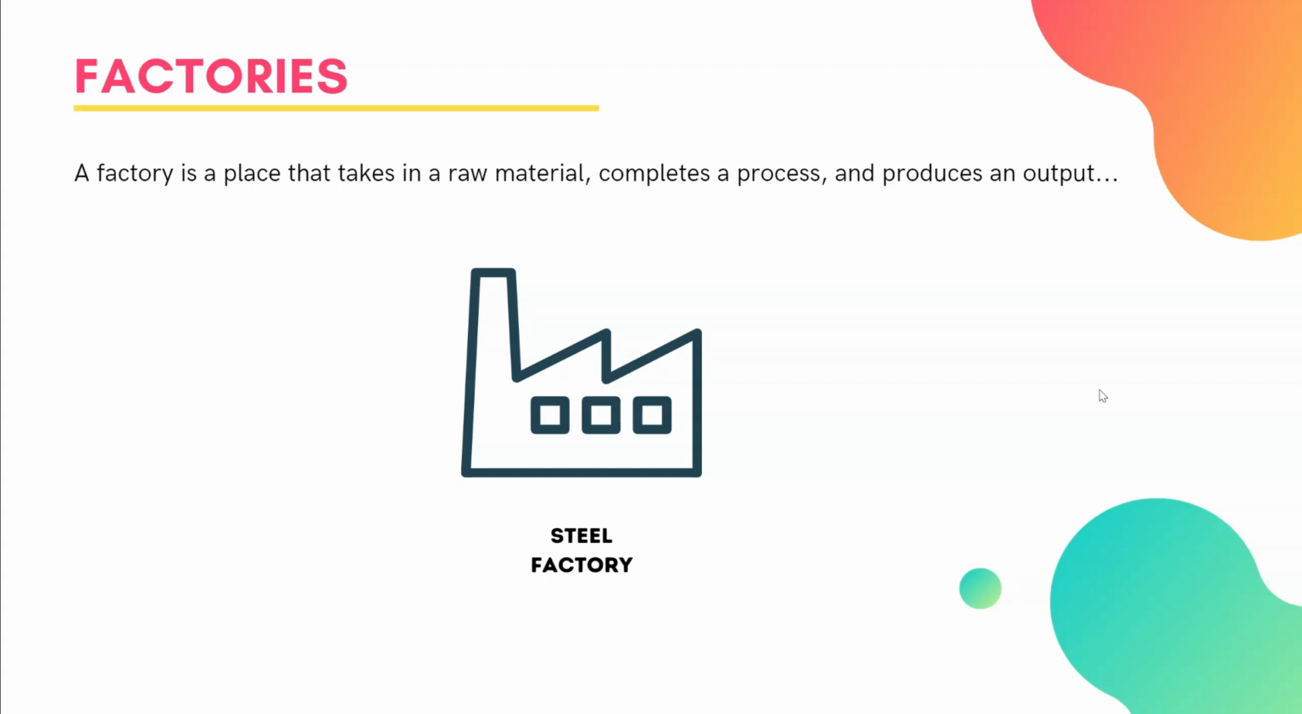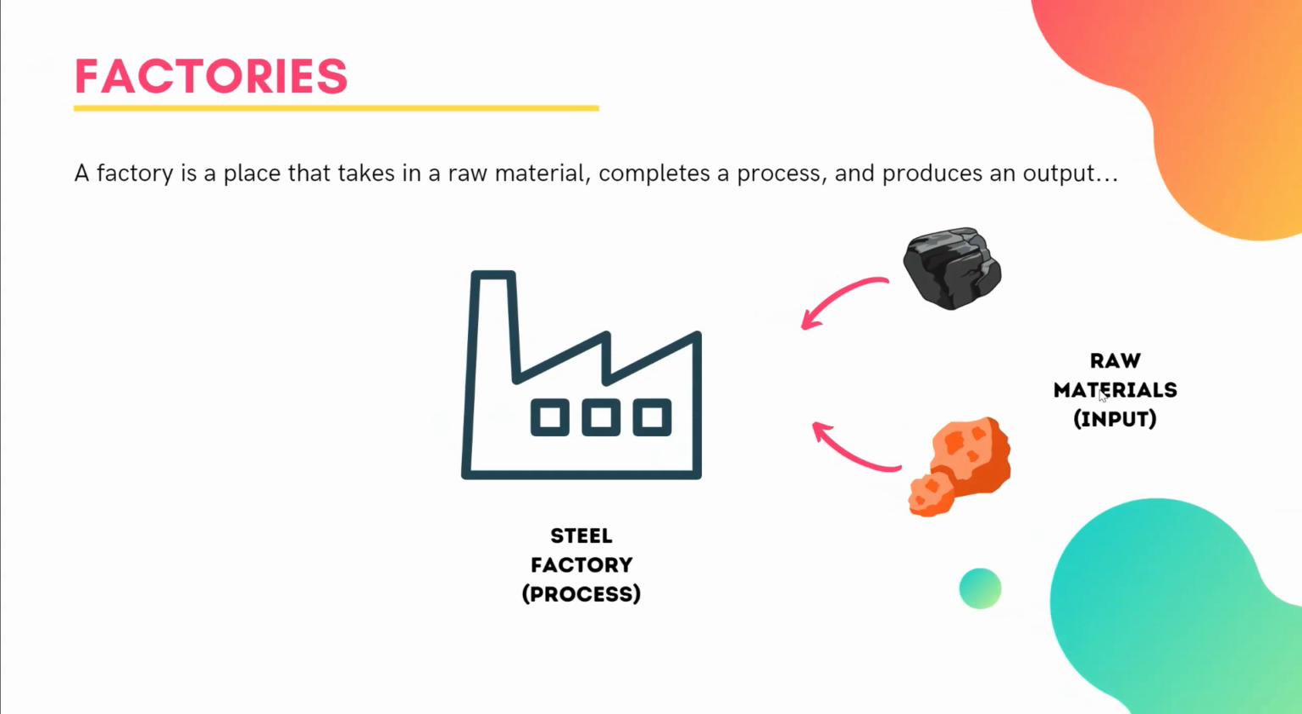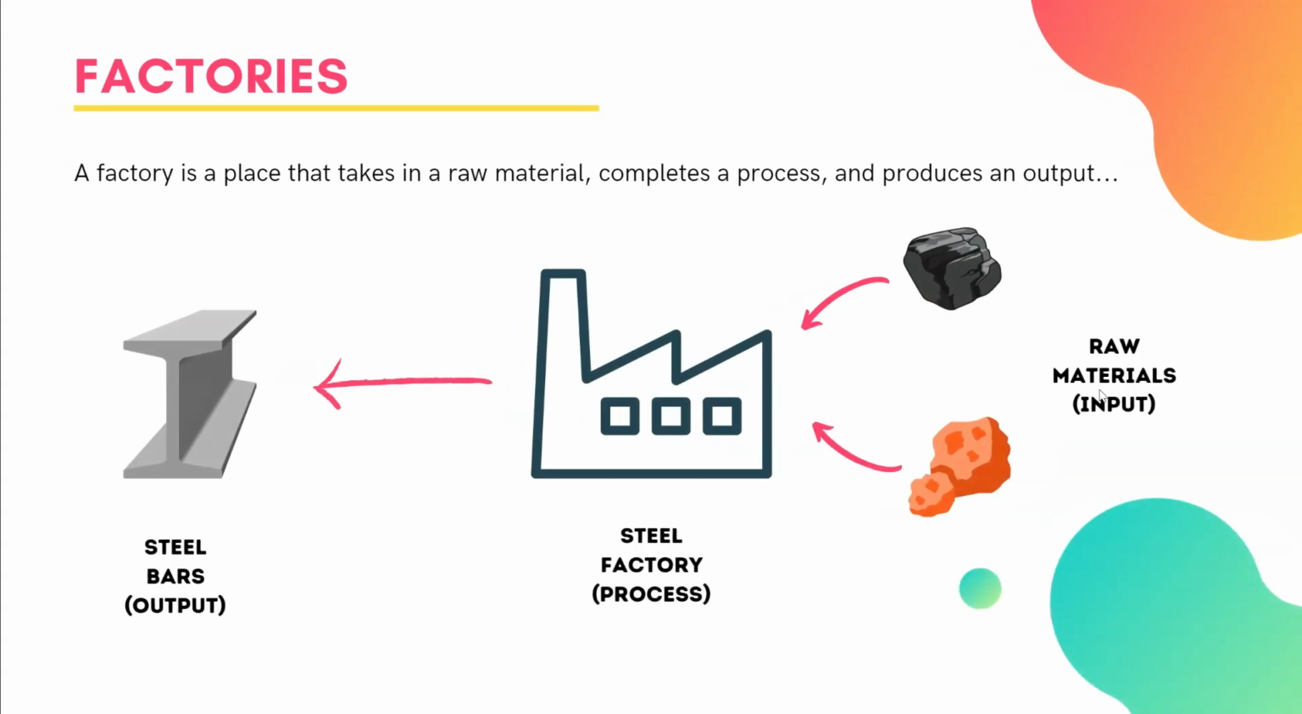So in the case of a steel factory, let's say you might have inputs coming in, which might be your coal, might be your iron ore. There are obviously many other inputs that go into making steel, but just for this analogy, we take two inputs, our raw materials, which we put in. The steel factory, the process, does something with those materials and eventually comes out with an output, which is your steel or bars or whatever shape that might be.